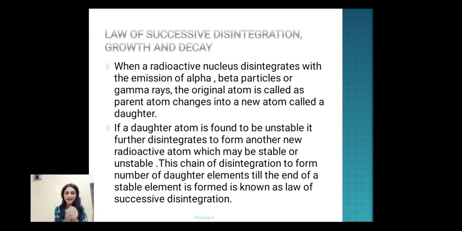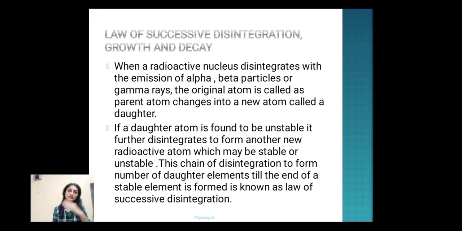When a radioactive nucleus disintegrates with the emission of alpha, beta or gamma rays, the original atom is called the parent atom, and it changes into a new atom which is called the daughter atom. If a daughter atom is found to be unstable, it further disintegrates to form another new radioactive atom, which may be stable or which may be unstable.